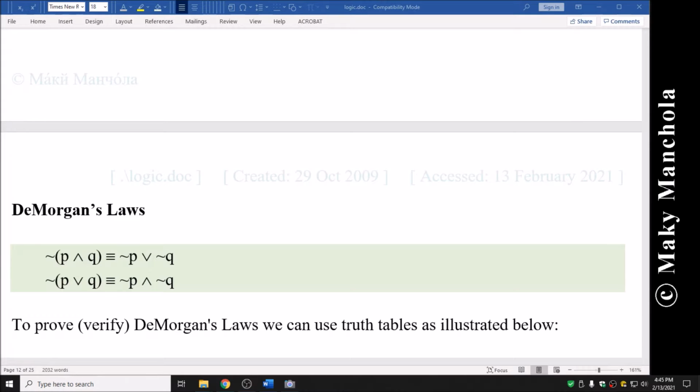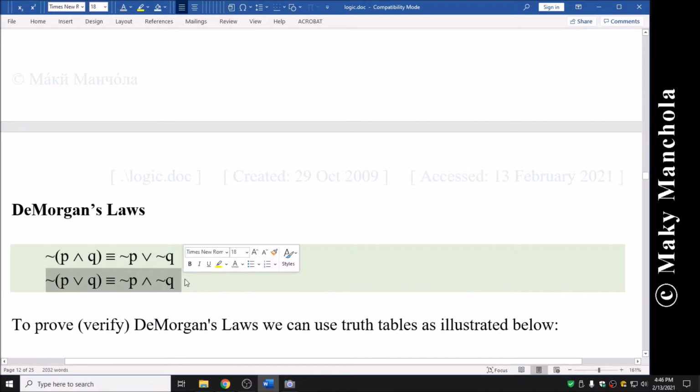DeMorgan's laws. The negation of P and Q is logically equivalent to the negation of P or the negation of Q. Also, the negation of P or Q is logically equivalent to the negation of P and the negation of Q.